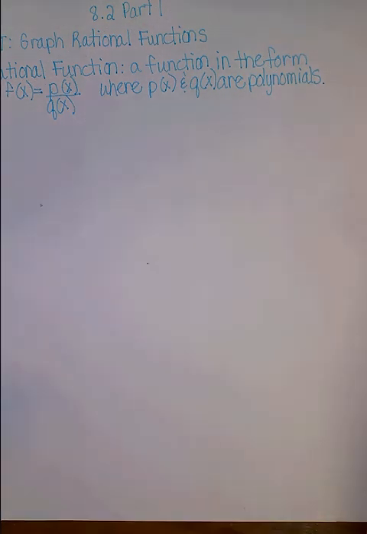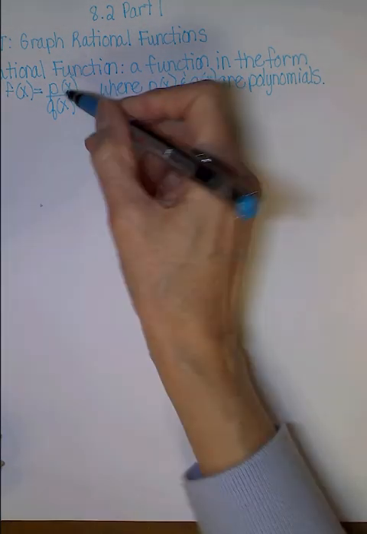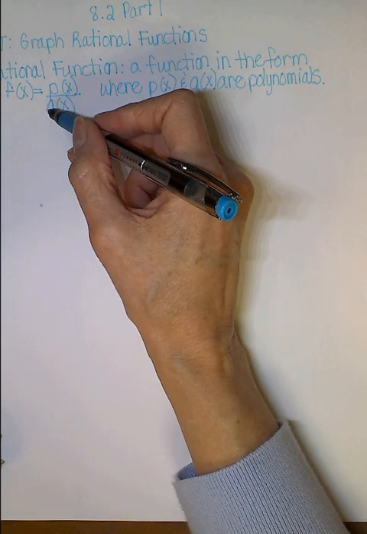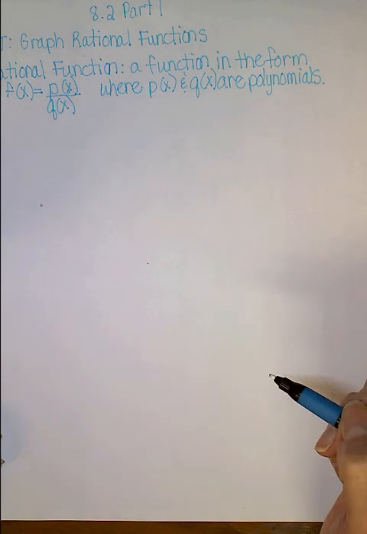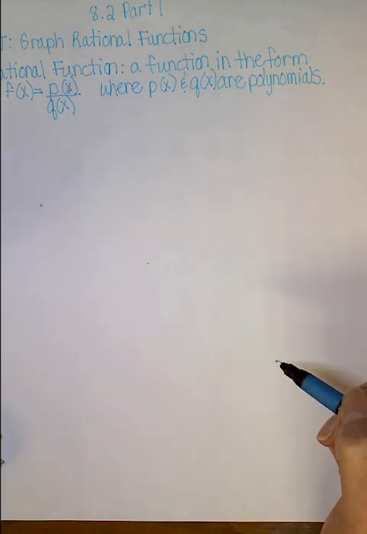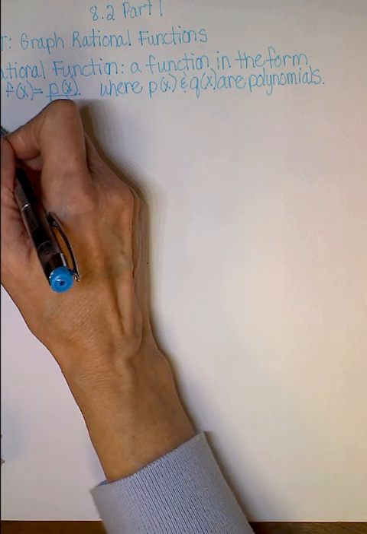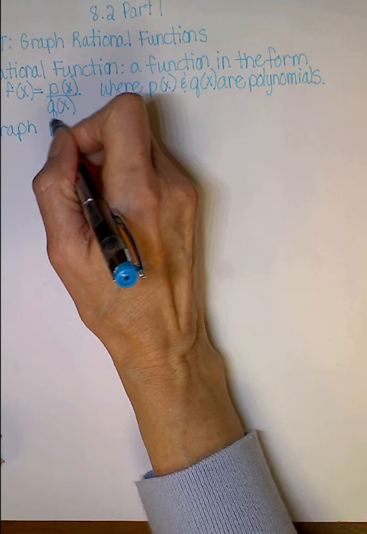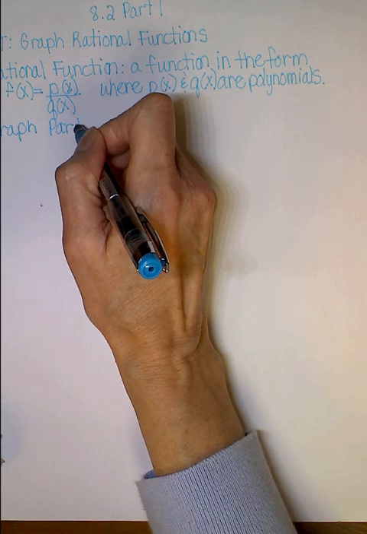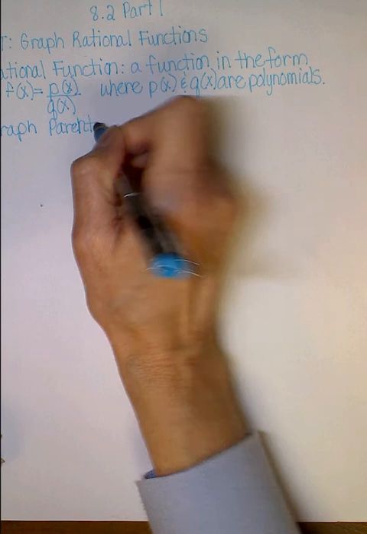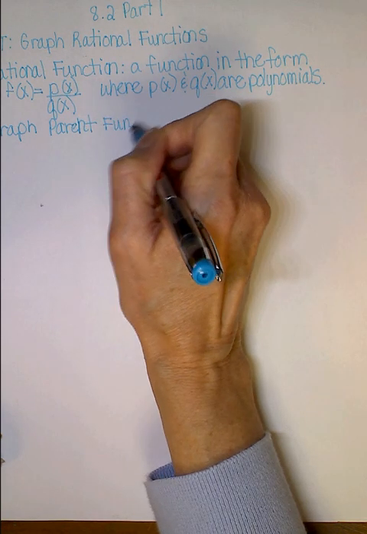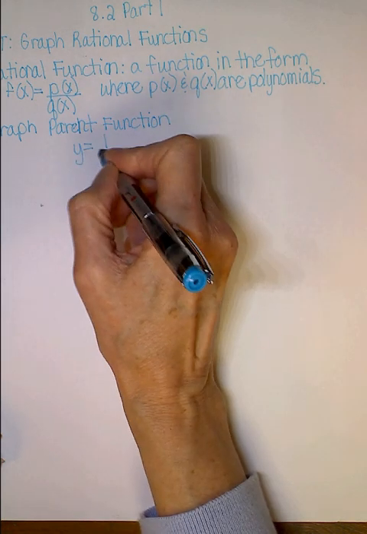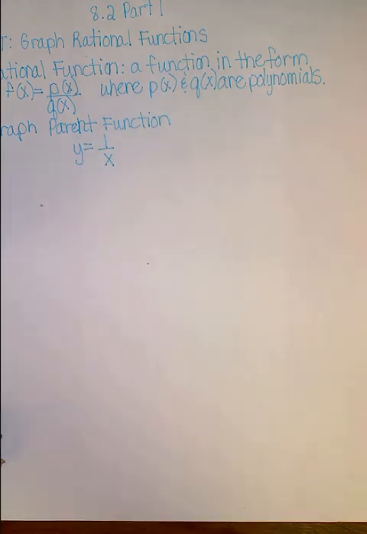Okay, so another way to say this is just a fraction where a polynomial is on top in the numerator and on the bottom in the denominator. A fraction of polynomials. Okay, when we start out graphing, remember how we start with the parent function. So the very most simple rational function would look like 1 over x.